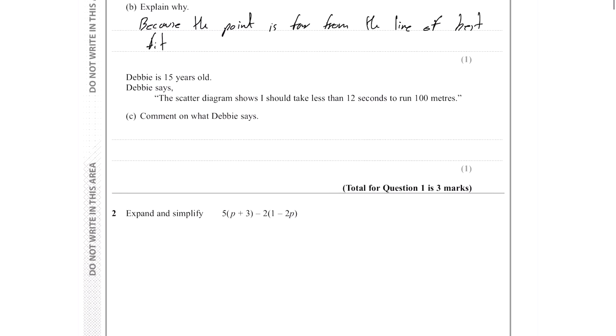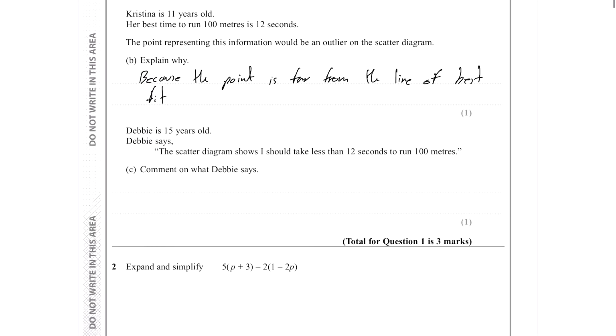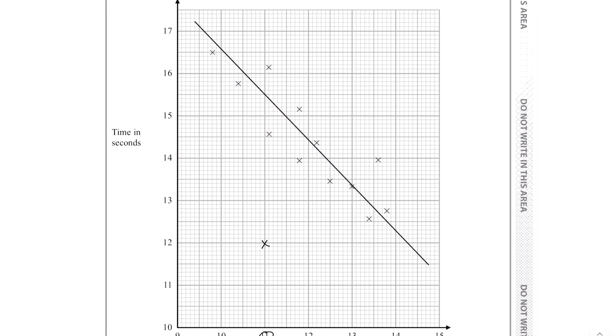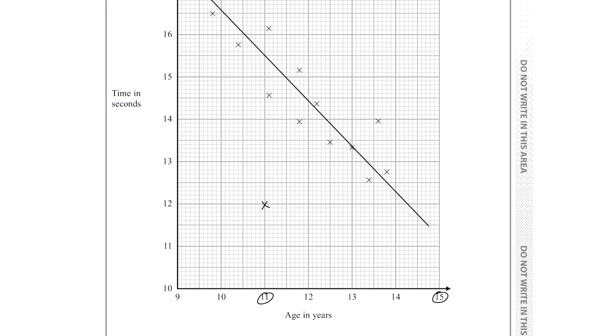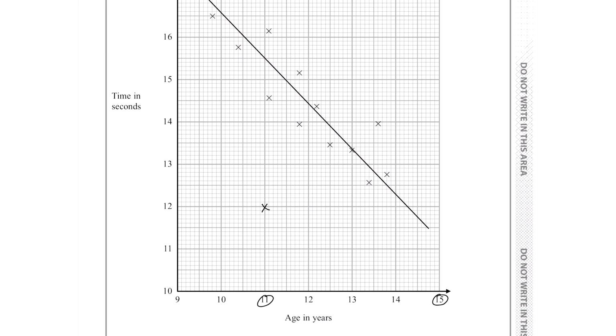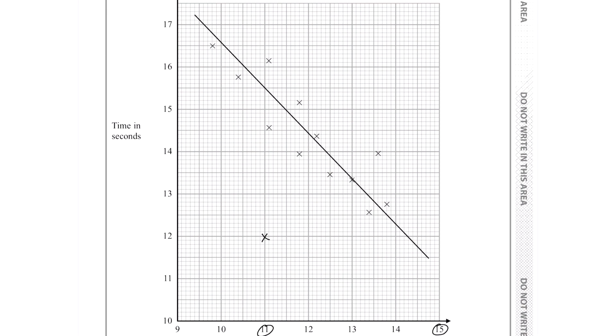Debbie is 15 years old. Debbie says the scatter diagram shows I should take less than 12 seconds to run 100 meters. So she's 15, which is there. Does it take her less than 12 seconds? Well, it's a little bit unreasonable to stretch beyond the data. So you can see the data is actually from here till here.